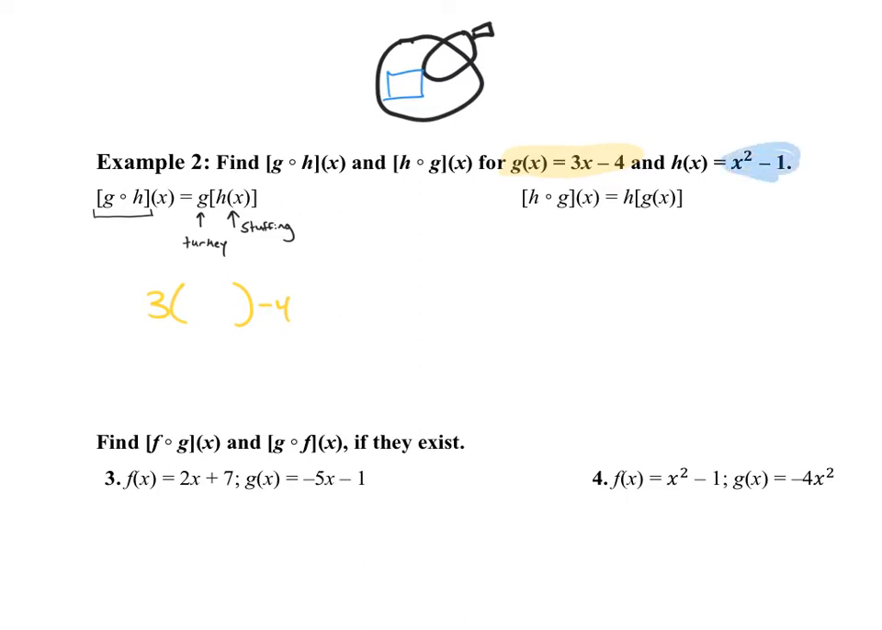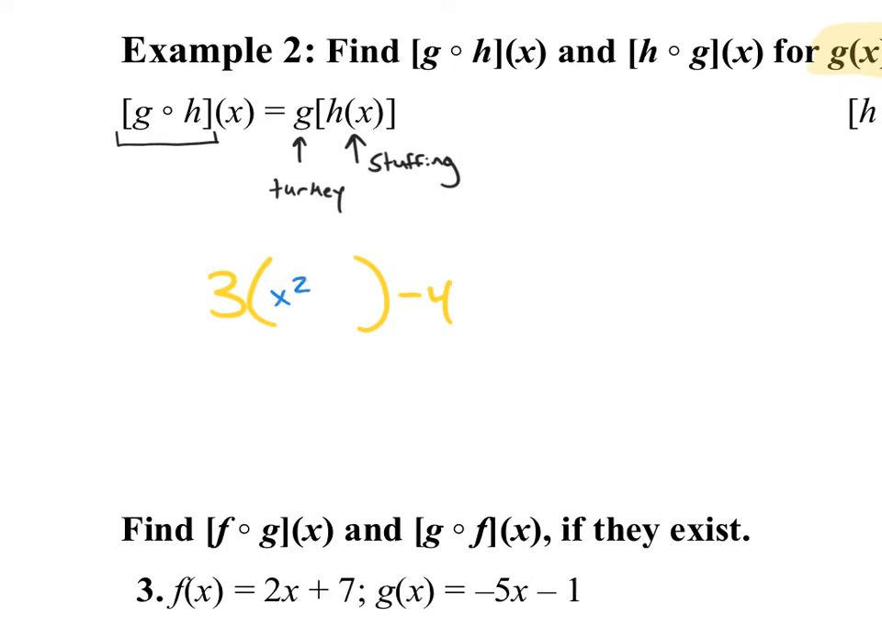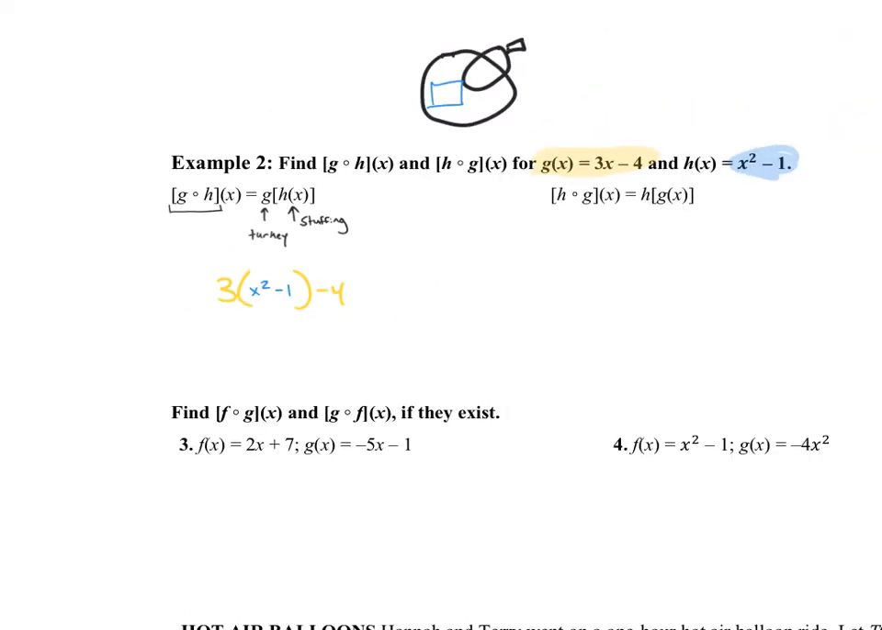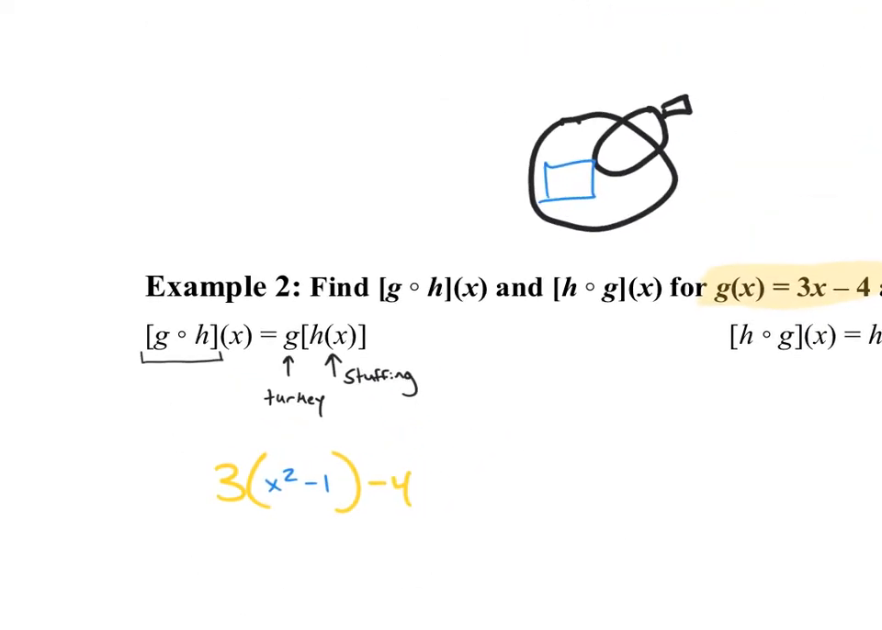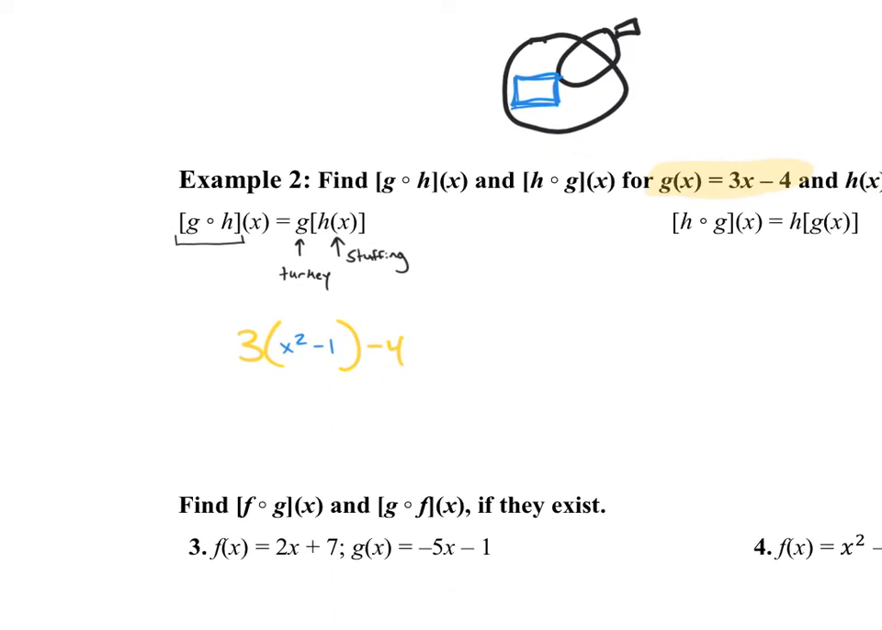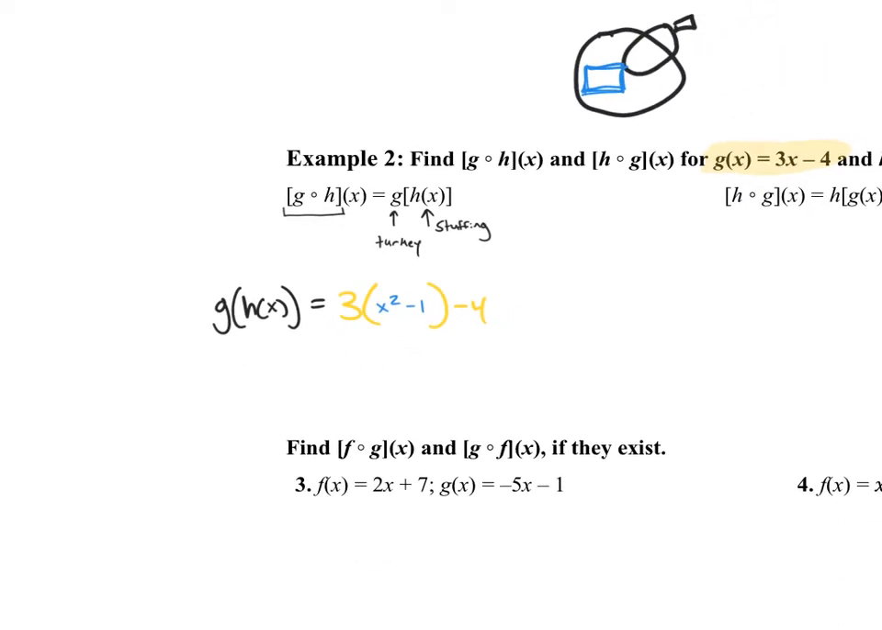Here is stuffing H. It's X squared minus 1. I highlighted it there in blue. So inside the turkey is X squared minus 1. And that's it. That's all composition of functions is, taking one function, carving a hole in it. All right, see the hole in the turkey up here. And then inside it, you are stuffing it with the other function. So this is what G of H of X is equal to. It's turkey G with stuffing H.